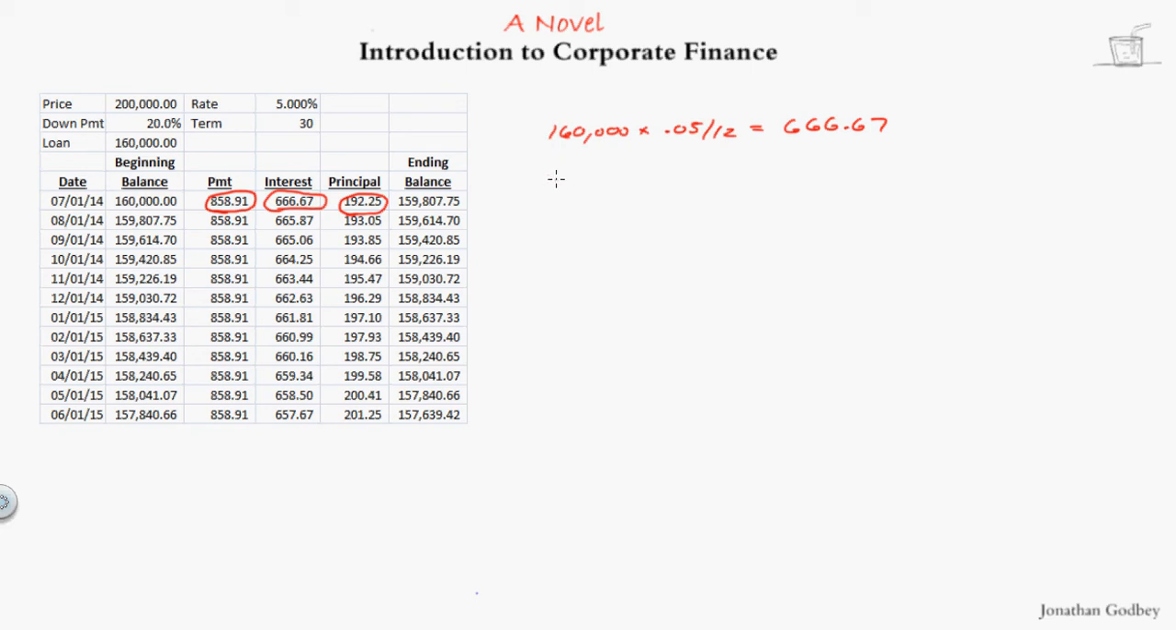The next month I now owe $159,802.75. Why is that? Because I owed 160, I paid in principal $192.25, and now I owe this much. The ending balance at the end of July becomes my beginning balance at the beginning of August.